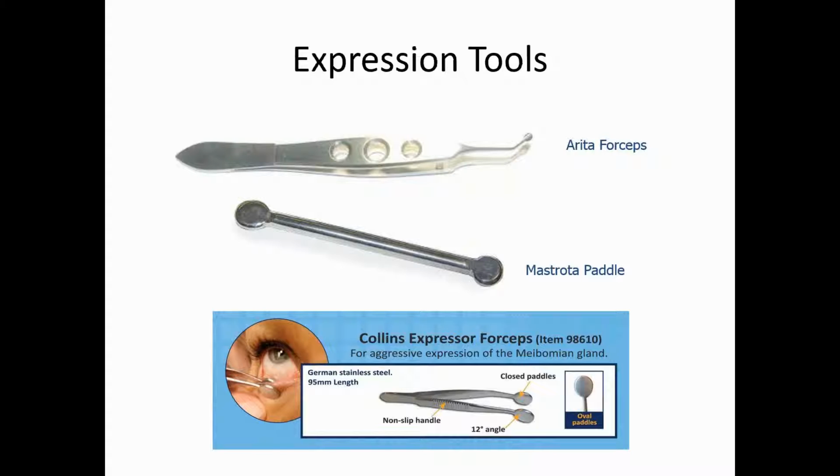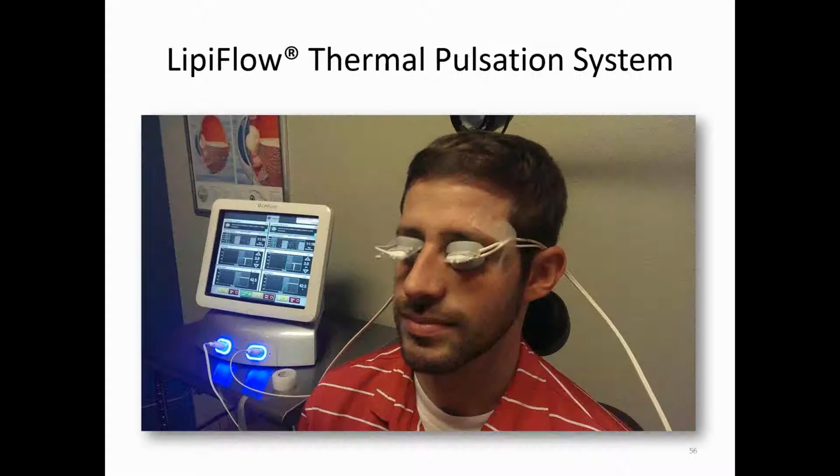Mastrota paddle is what I use most commonly. It was invented by Kathy Mastrota, who's an expert in her own right on Meibomian gland dysfunction. The Arita forceps need to be used carefully because they can be painful, but they can be effective, although it takes a while to apply them properly. And the Collins forceps are somewhat problematic because of the large surface area. They have to be applied gingerly because they can be painful, but they can be effective.